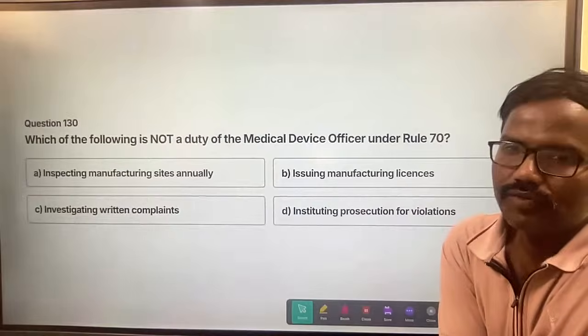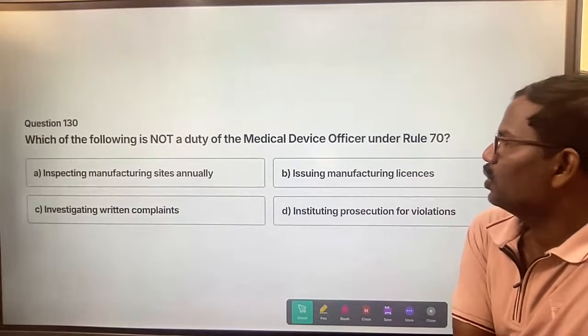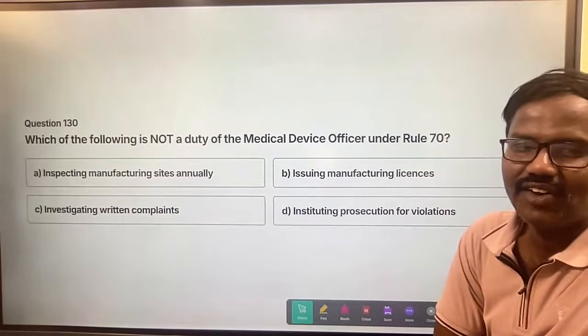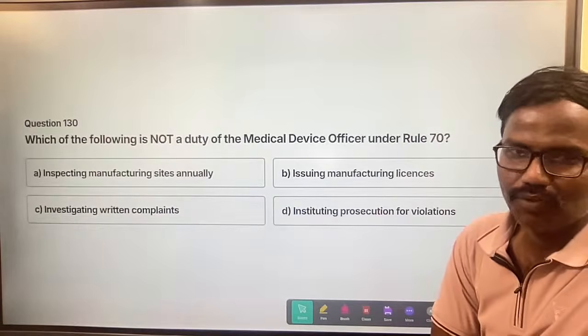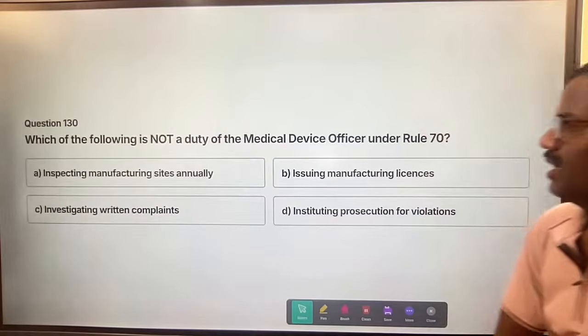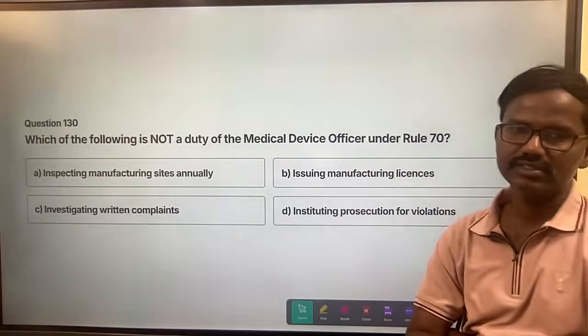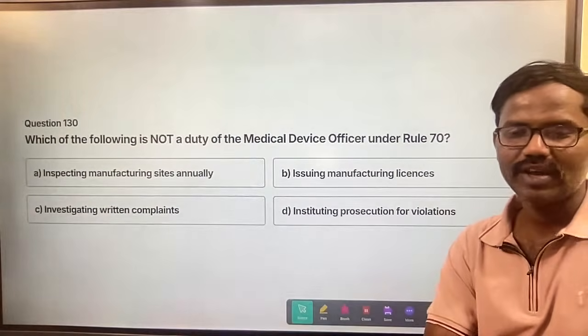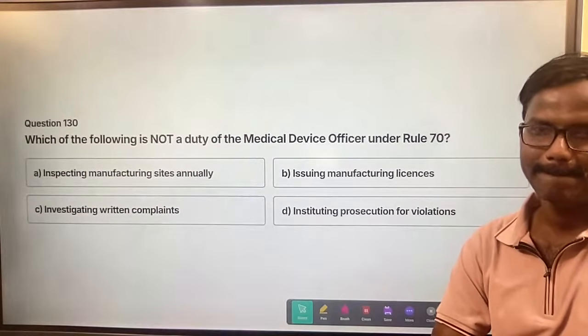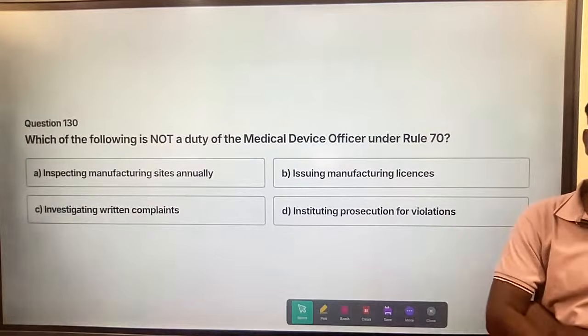Right. So which of the following is not a duty of medical officer? What is not your duty in these four statements? Inspecting manufacturing sites annually, and issuing manufacturing license, investigating written complaints, instituting prosecution for violations. बताओ कौन सा आपका ड्यूटी नहीं है? Come on, answer please.